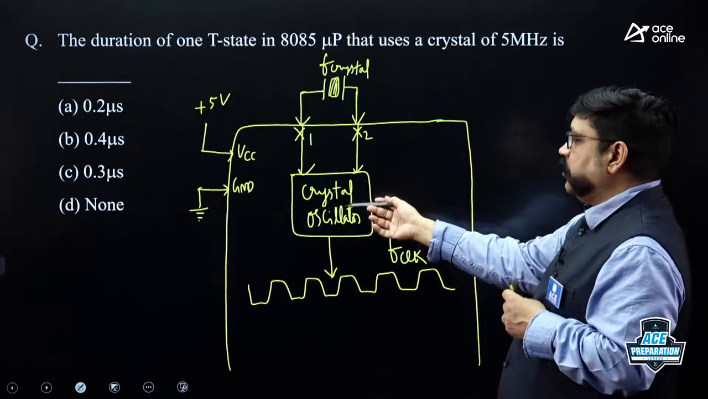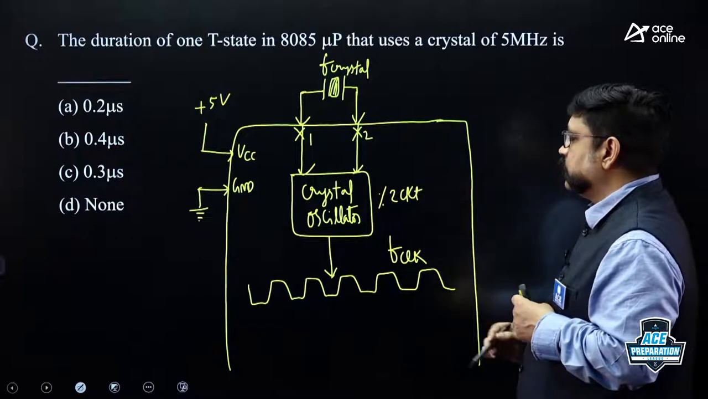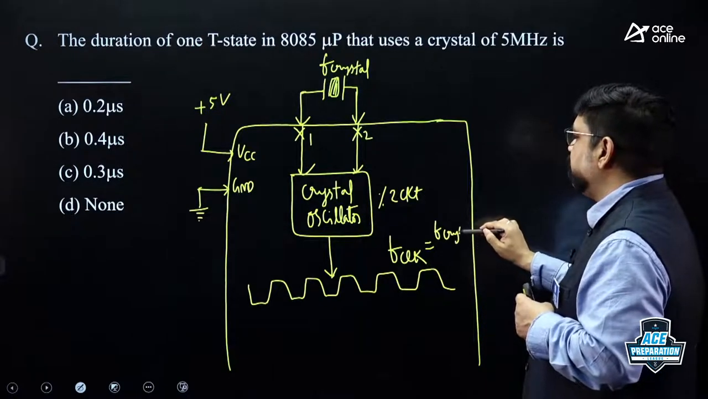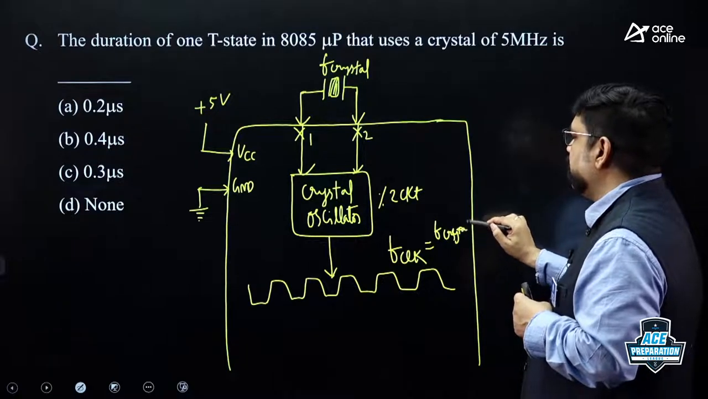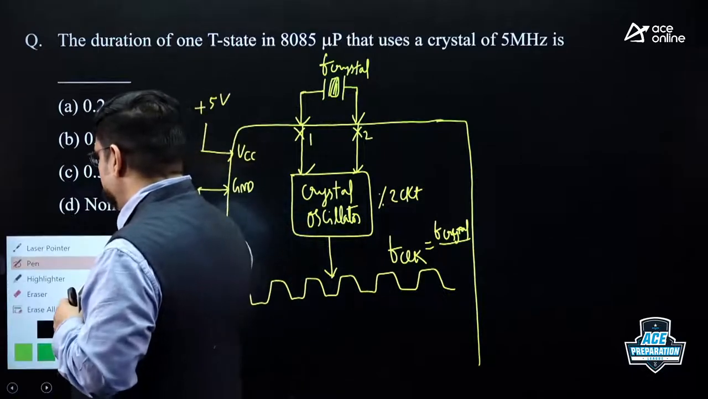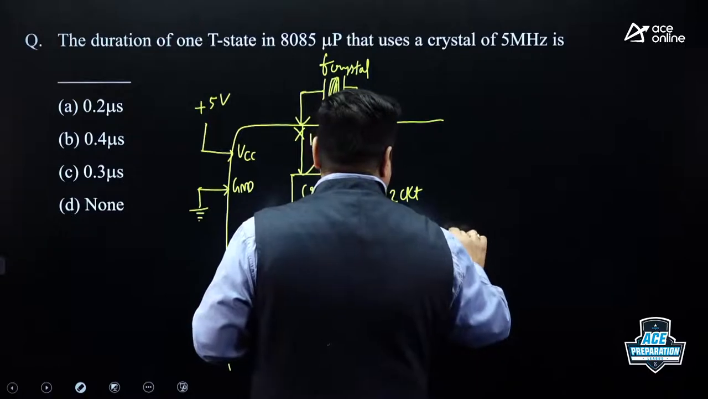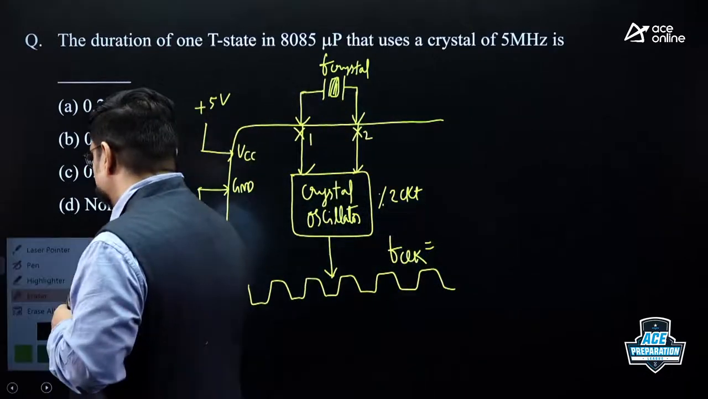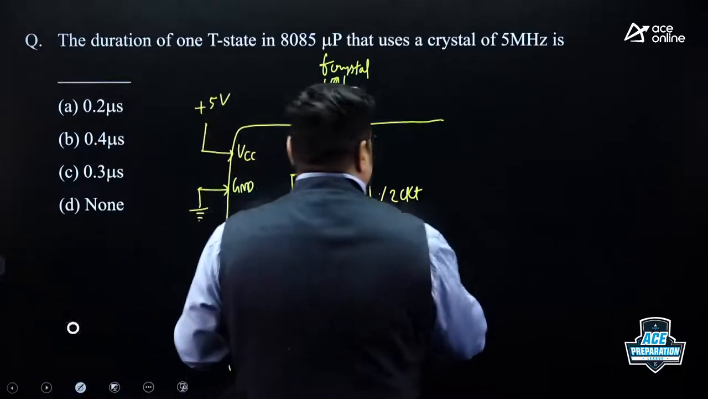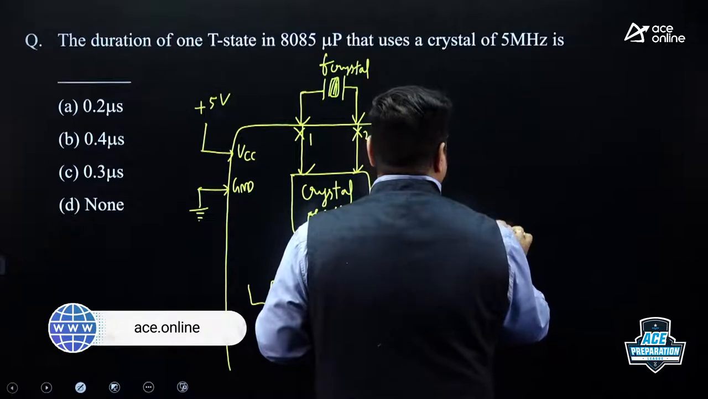Because of the internal circuitry, this acts like a divide by two circuit. So clock frequency is always crystal frequency by 2. In the 8085 microprocessor, clock frequency is always crystal frequency by 2.